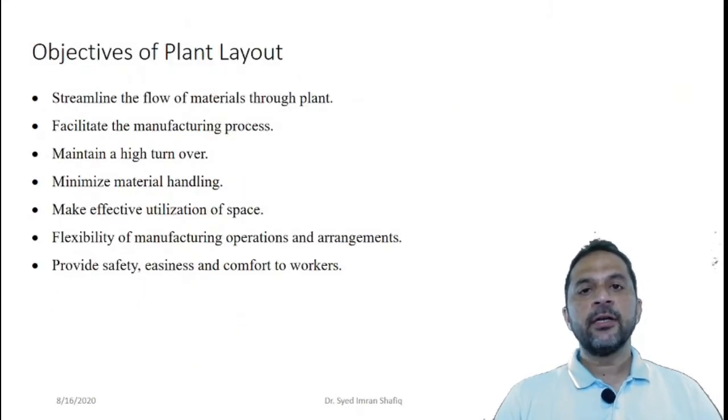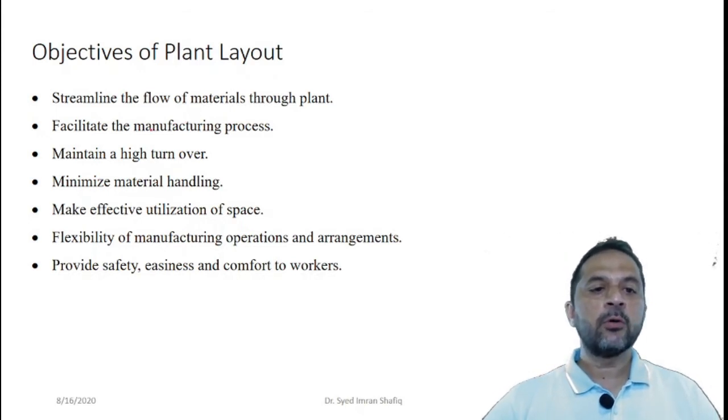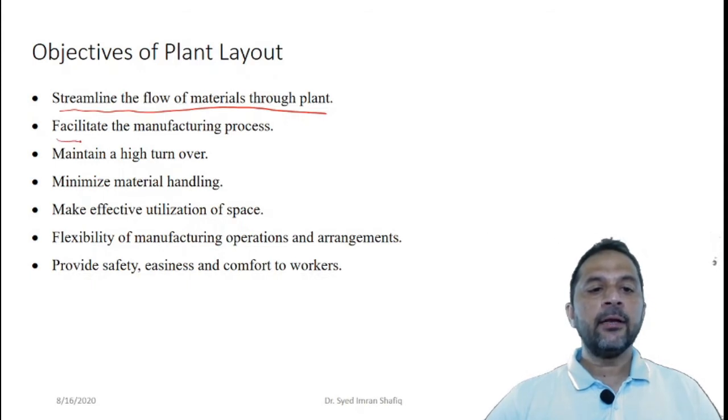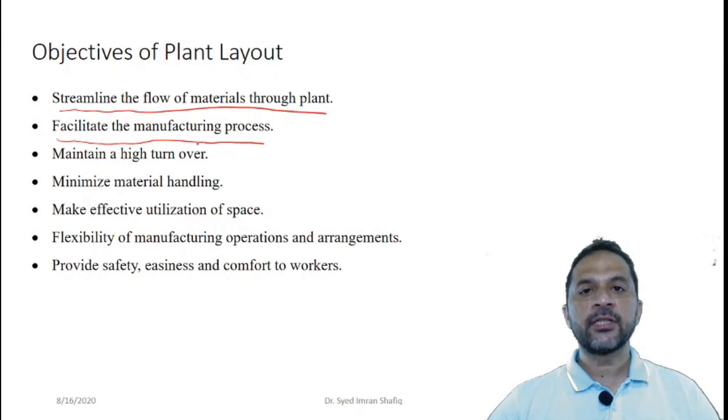There are certain objectives of plant layout. First, we want to streamline the flow of material through the plant. There should be no chaos, no confusion. It should be a streamlined flow of materials through the plant, and it should help the manufacturing process. Layout should facilitate or enhance the manufacturing process, rather than hinder or cause hindrance in it.